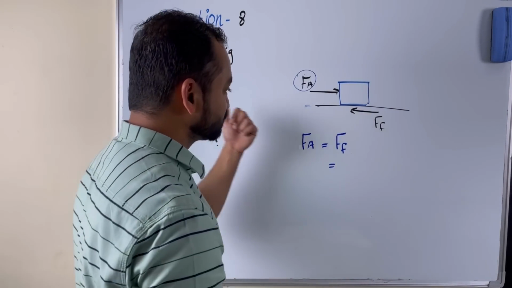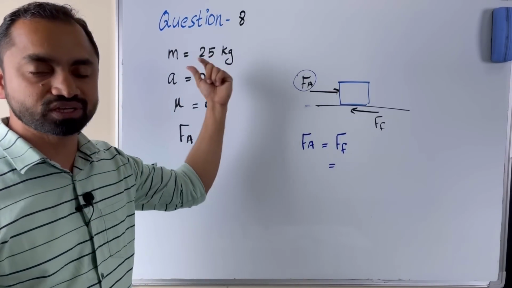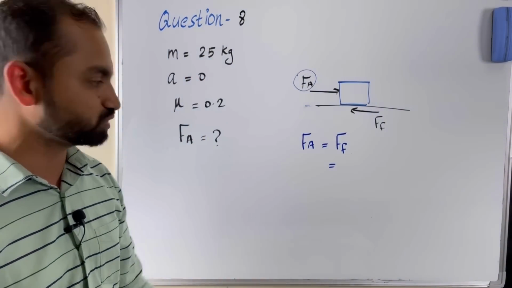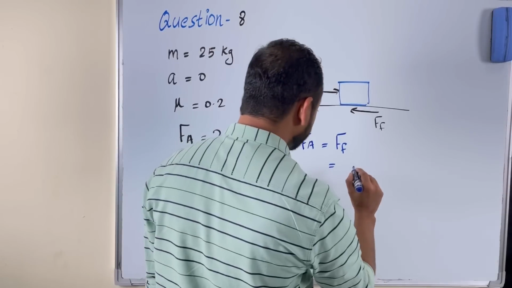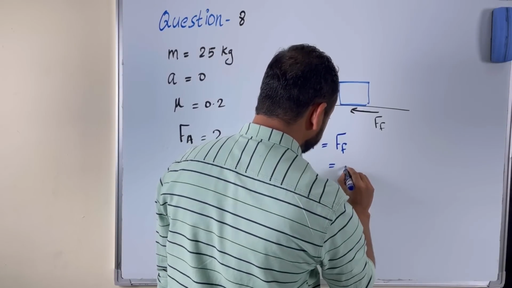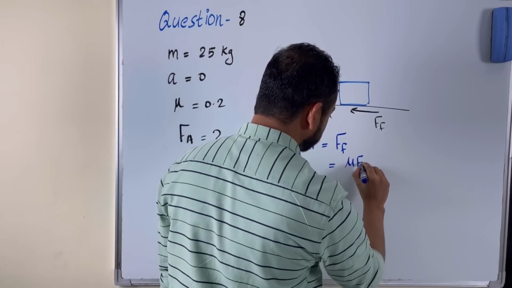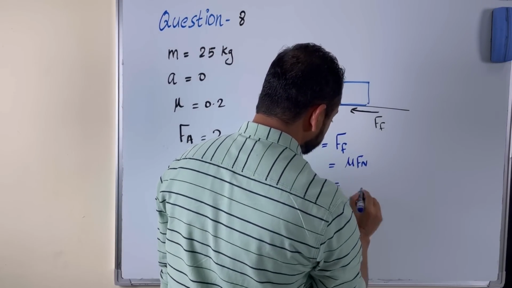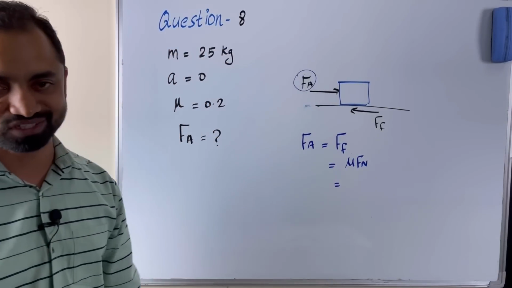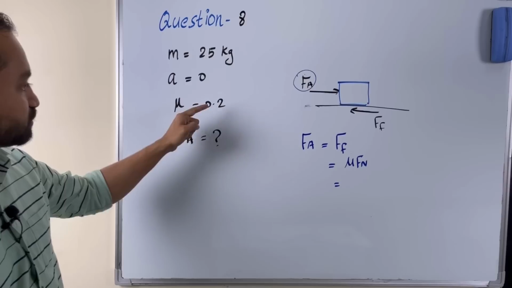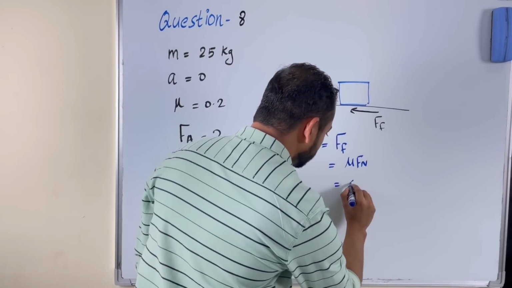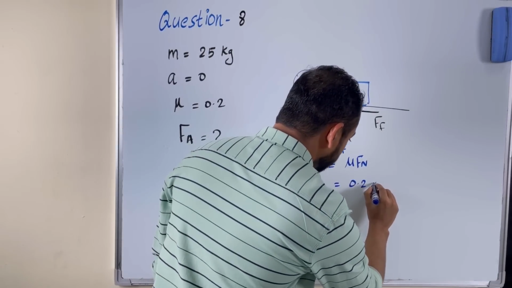So applied force is equal to friction. Is friction given in the question? If friction is given, you can directly write the answer, but friction is not given. You need to calculate friction. What's the equation to calculate friction? To calculate friction, the equation is coefficient of friction multiplied by normal force. So this is the equation to calculate friction. What is the value of the coefficient of friction? Coefficient of friction is 0.2. So 0.2 multiplied by normal force.